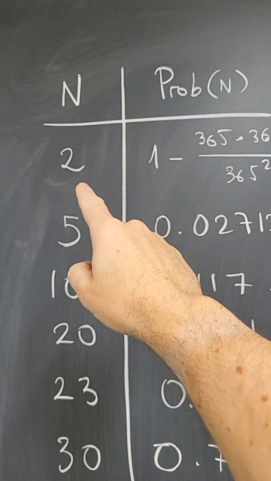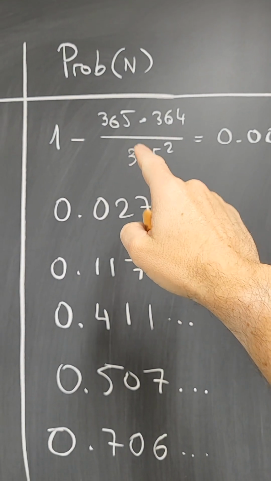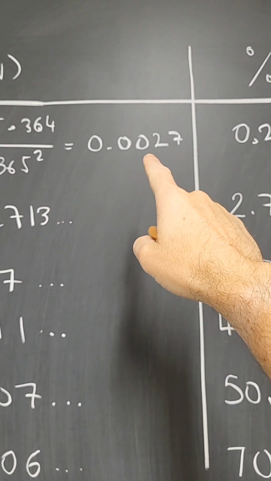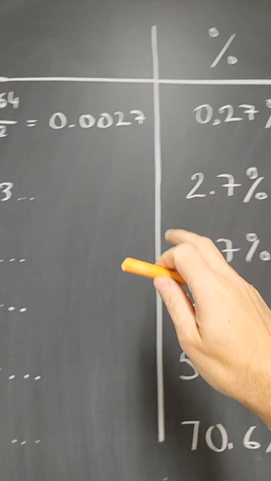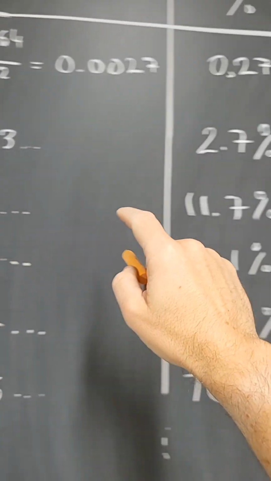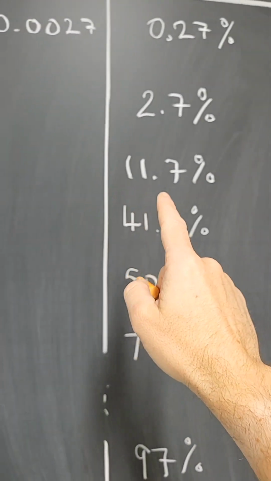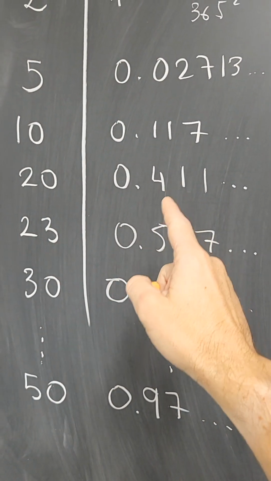So if there are exactly two people, this is the probability of having one match, and that is 0.0027, which is 0.27%. So very unlikely with two people. If there are 5 people, this is the probability. So it's 2.7%. With 10 people, it goes to 11.7%. With 20 people, it's already 41%.